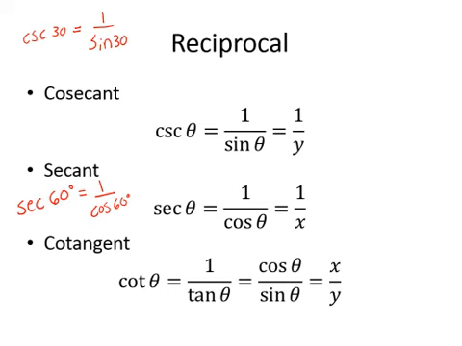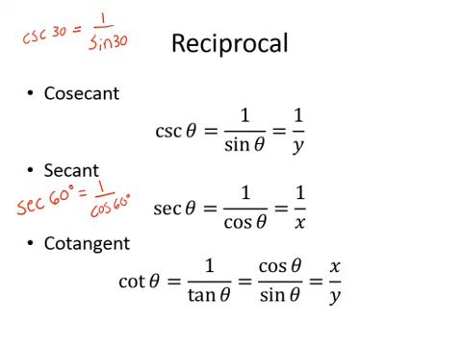The last one is our cotangent, and cotangent is the reciprocal of tangent. There are multiple ways of writing it because there are multiple ways of writing tangent. Tangent was sine over cosine. Cotangent is cosine over sine because it's the reciprocal. Remember, for the reciprocal, you flip that fraction around. So it's 1 over tangent, or you can take the cosine divided by the sine.